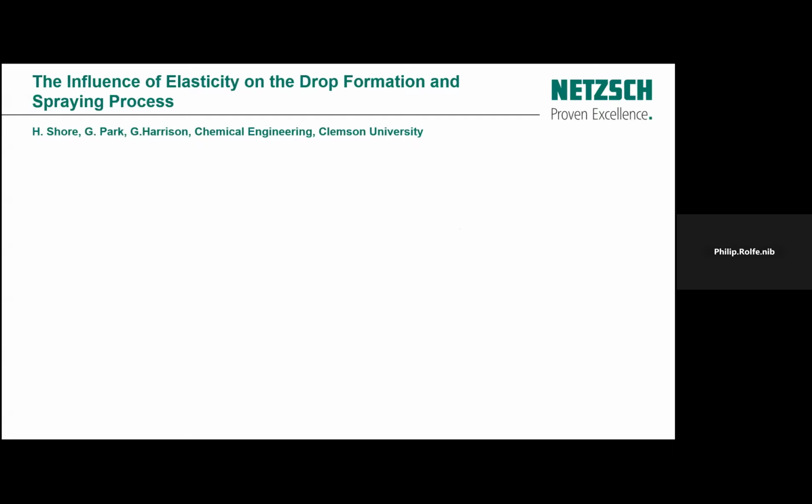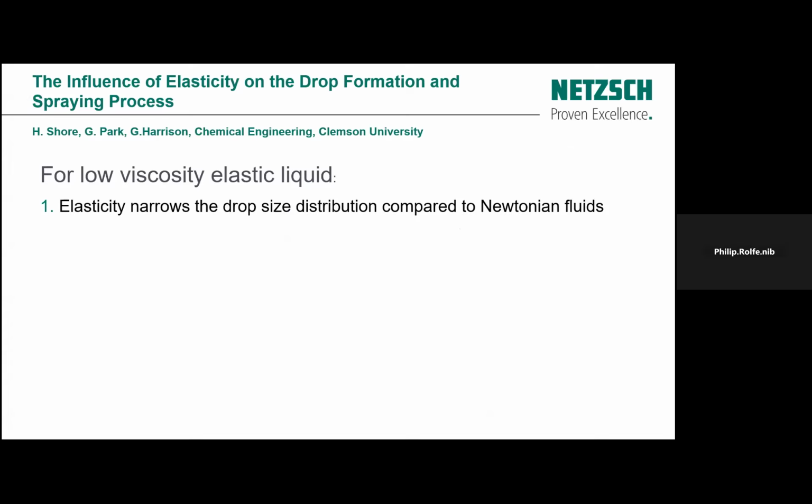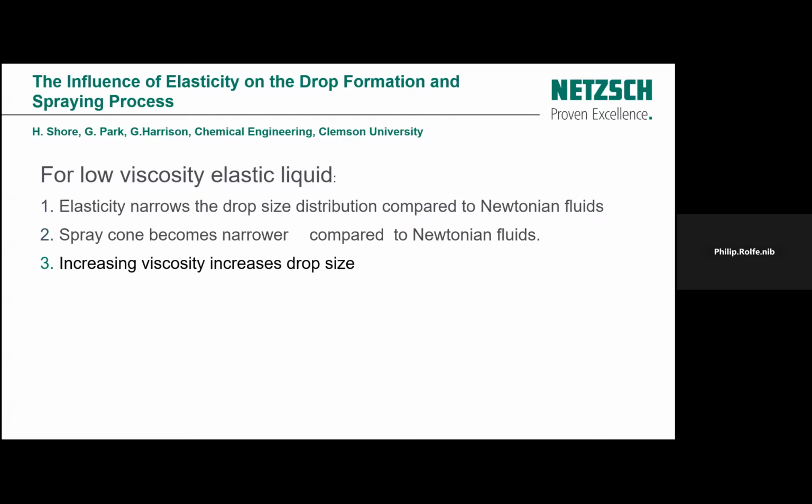So the influence of elasticity and viscosity on droplet formation has been studied by these guys, Shaw, Park, and Harrison. So for low viscosity elastic liquids, the elasticity actually narrows the drop size distribution compared to a Newtonian liquid. So Newtonian fluids can have pretty broad size range of droplets. If you put a little bit of elasticity in there, you'll get a narrower size distribution. And the spray cone will become narrower compared with a Newtonian liquid. Increasing the viscosity does actually increase the drop size. And so those are the key takeaways from this.